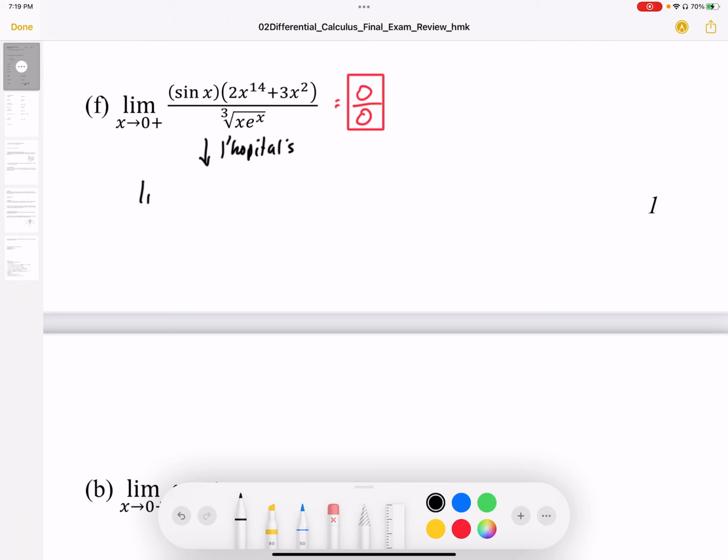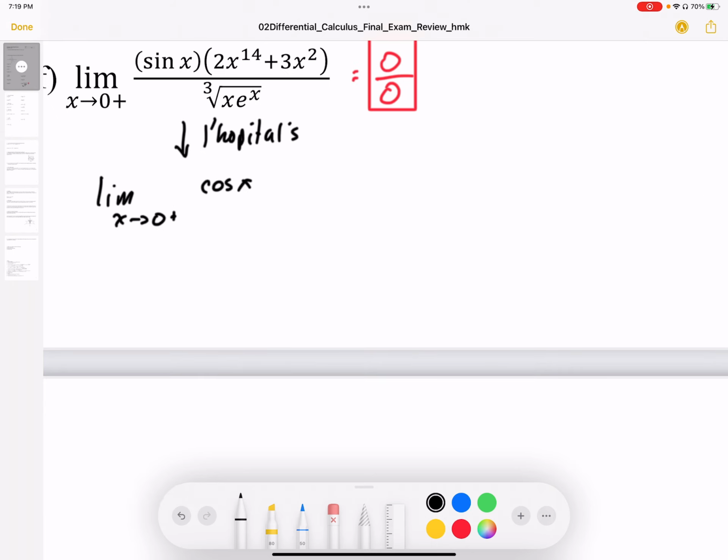So we're going to have the limit as x approaches 0 from the positive side. It's going to be cos x times 2x to the power 14 plus 3x squared, plus, using the product rule, sine x and 28x to the power 13 plus 6x.